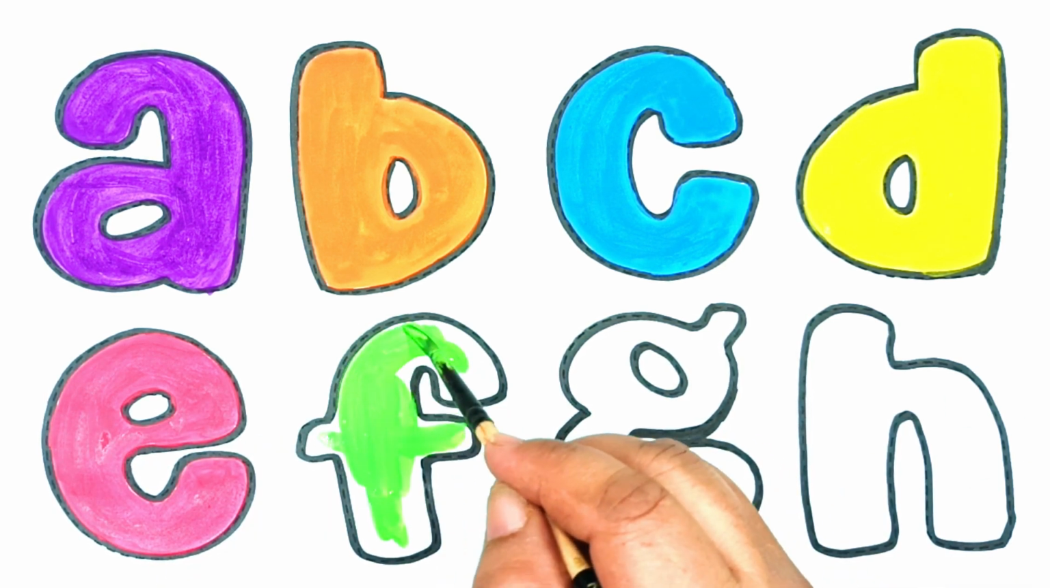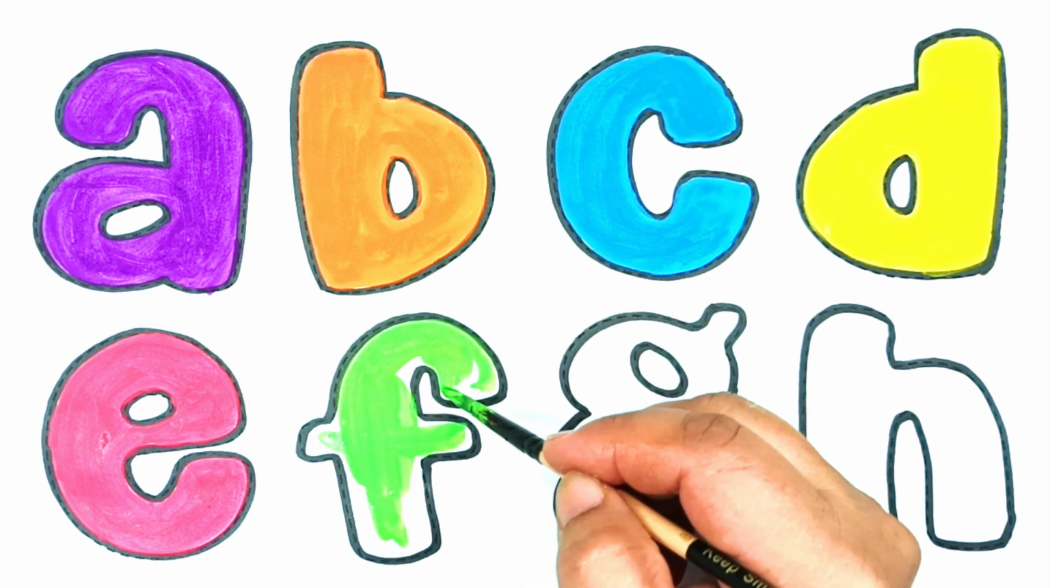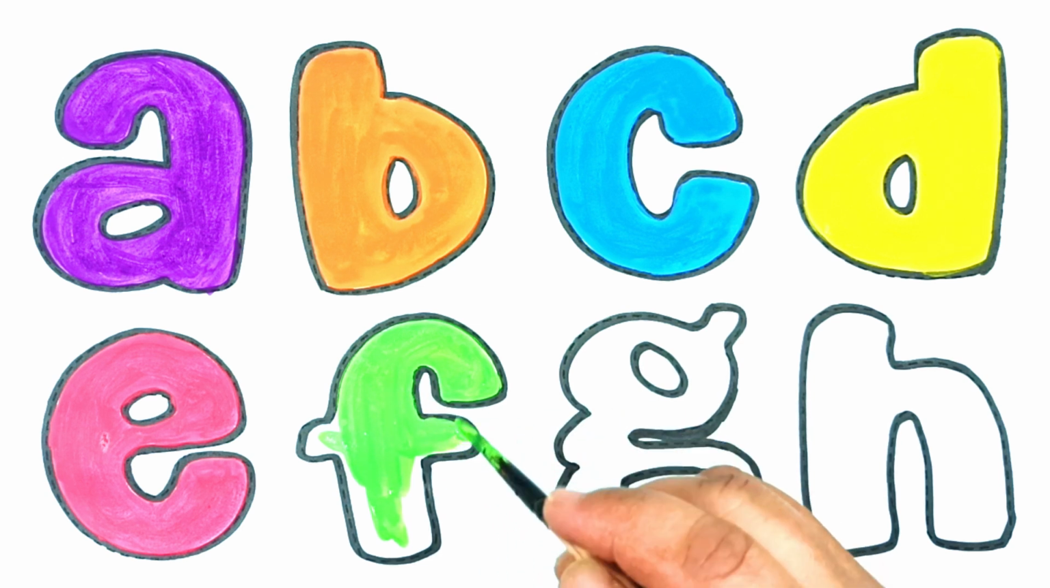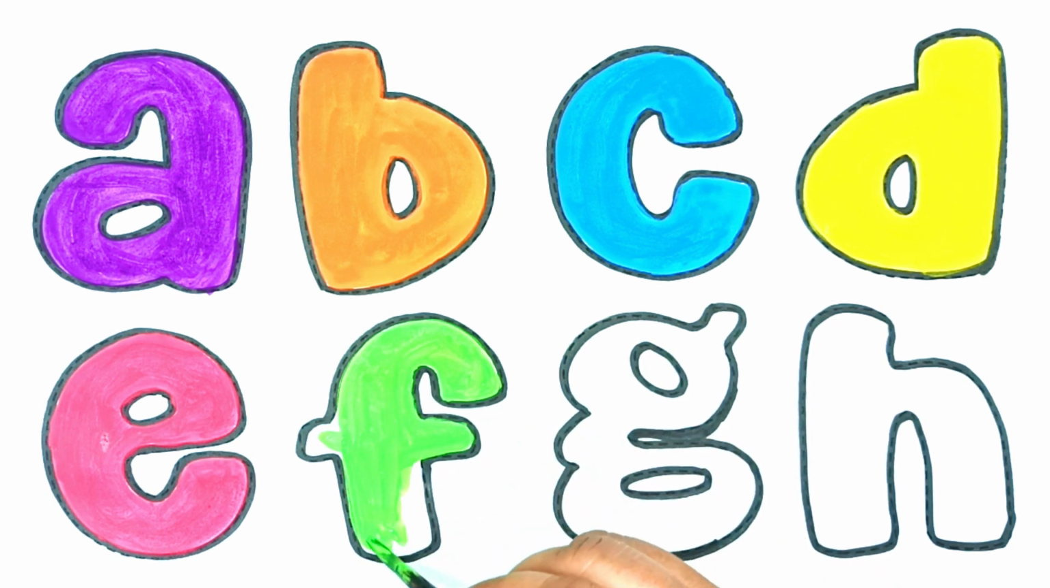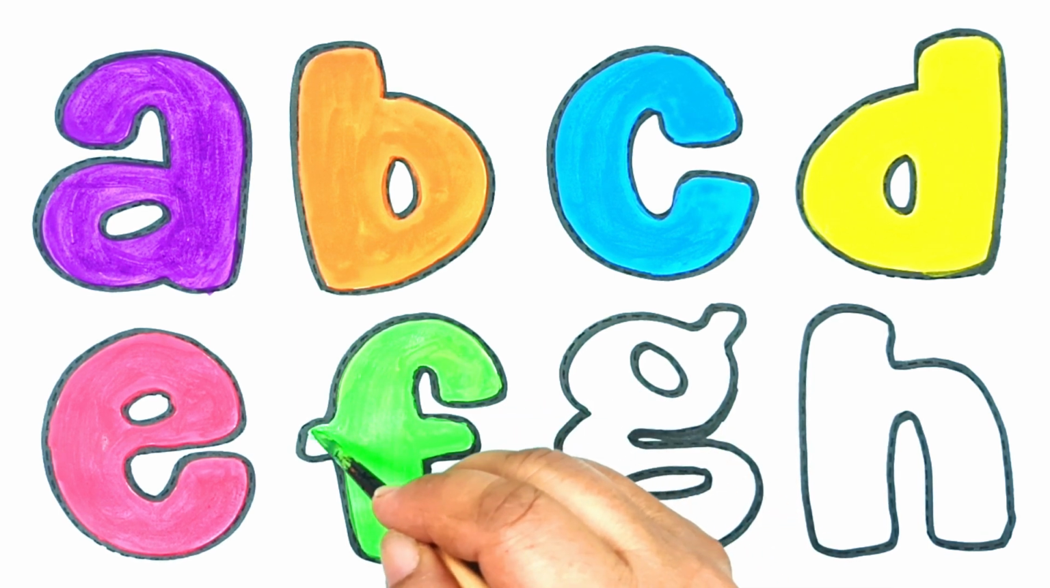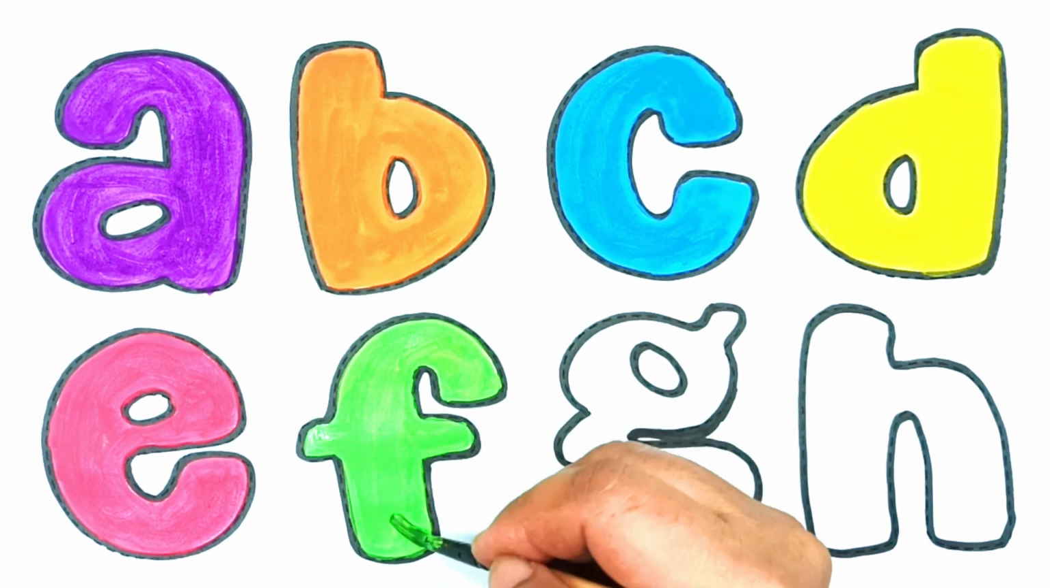F is for frog. F, fantastic frog and toad tails. F is for fish.